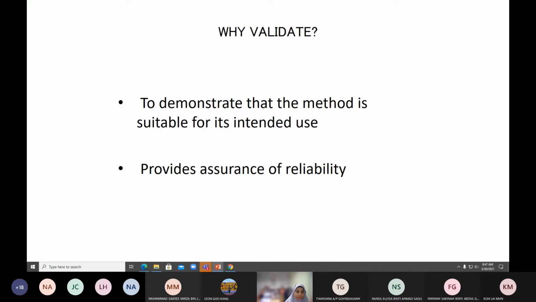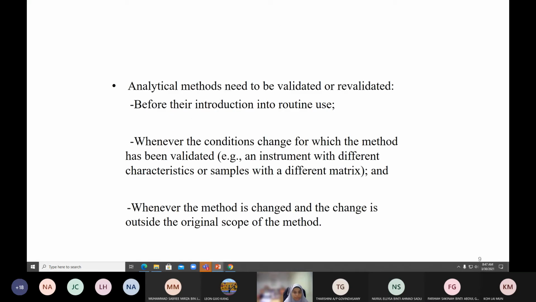So what is a method validation? To demonstrate that the method is suitable for intended use and to provide assurance of reliability. So you cannot just simply, let's say, find a method in the journals and then directly use it in your lab. Normally for a method that we develop, if you develop a new method, you should validate, or in our case just now, if you just take it from any journal, you should revalidate. After you revalidate, then only you can introduce it into our routine analysis.